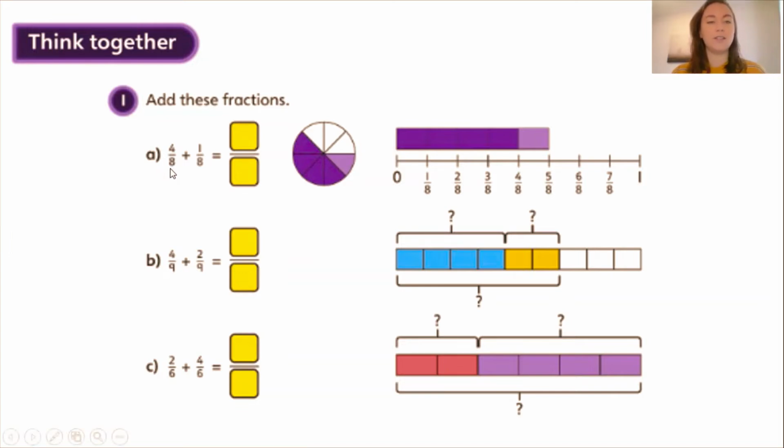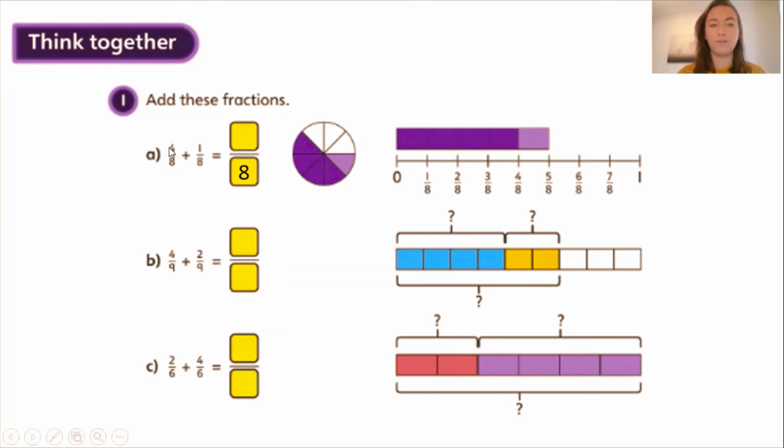So this first question says 4/8 add 1/8 equals. Now, do you remember the rule that I told you a minute ago about when we add or subtract fractions? The denominator, that number at the bottom, it stays the same. We are counting in eighths here. We're adding 2 lots of eighths here. So that denominator is going to be 8 again. We are still counting in eighths.